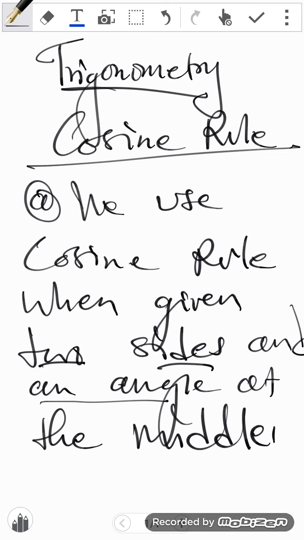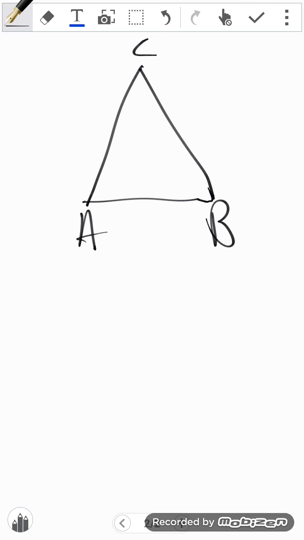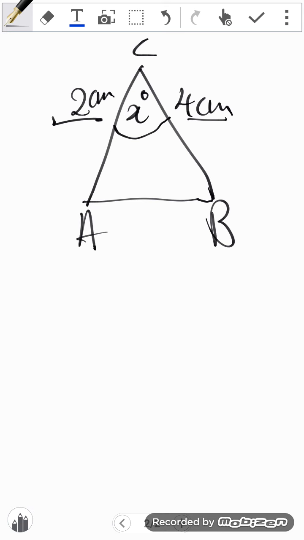So let's understand this condition. We're looking for two sides and an angle at the middle. This is a triangle, a three-sided polygon with the vertices A, B, and C. When given two sides, say 2 centimeters and 4 centimeters, and an angle at the middle, like x degrees, you can use the cosine rule.